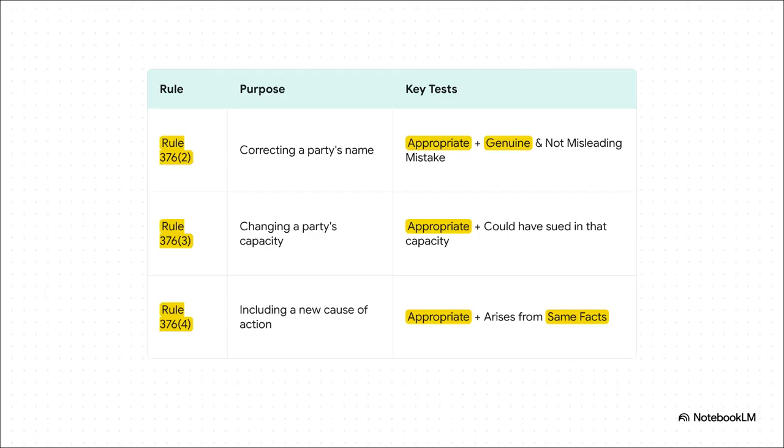Let's look closely at these tests. Now, see the one thing they all have in common? No matter which subrule you're using, you first have to convince the court that the amendment is appropriate. But that's just the first hurdle. For Subrule 2, a name change, you also have to prove it was a genuine mistake and it wasn't misleading. For Subrule 3, a capacity change, you've got to show the party could have sued that way from day one. And for Subrule 4, adding a new claim, it must come from the same or substantially the same facts.